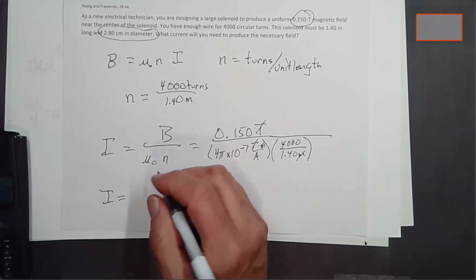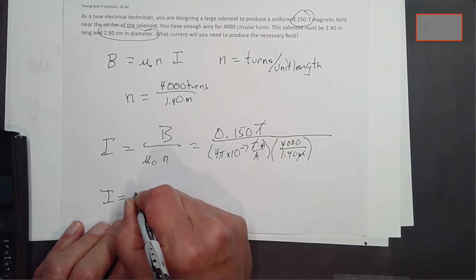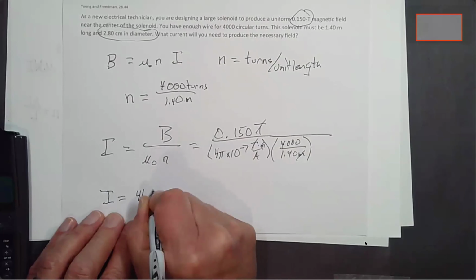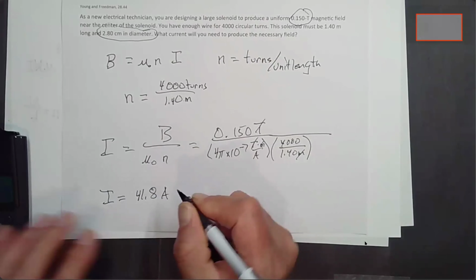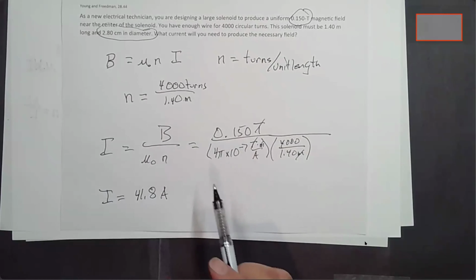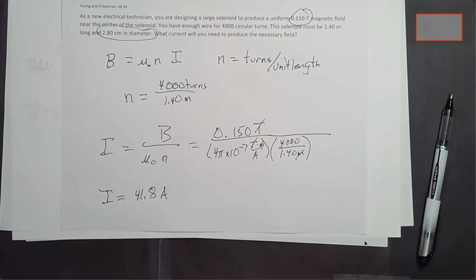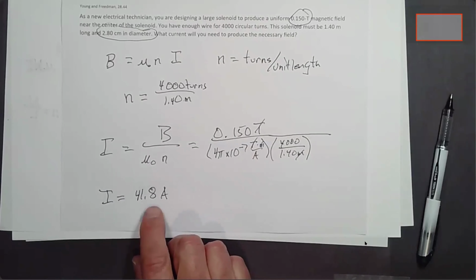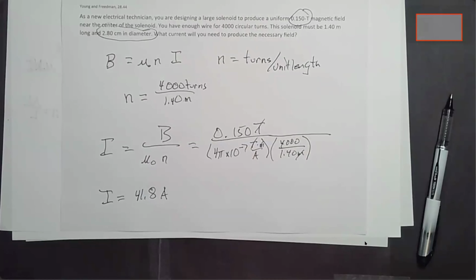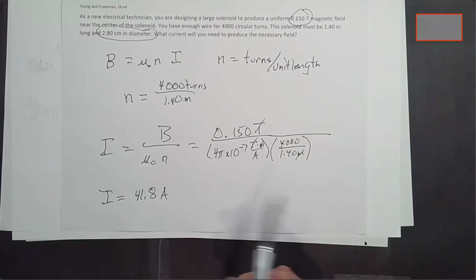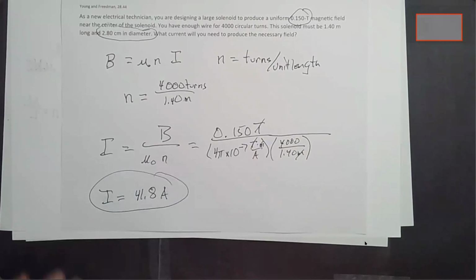Okay, well, not unheard of, but this would be about 41.8 amps. You would not want to be using 20 gauge wire for this thing. It would sort of melt it. But if you had a 12 or a 10 gauge wire, you might be able to deal with this. Probably 10, I think. I'd have to look it up and see. But that's how much current you would have to have.